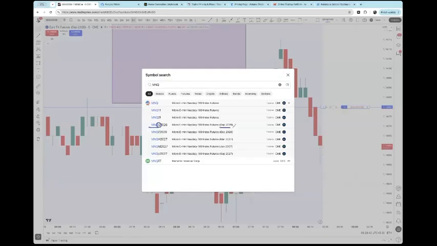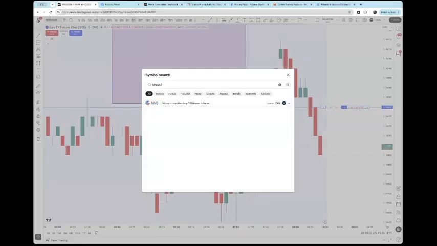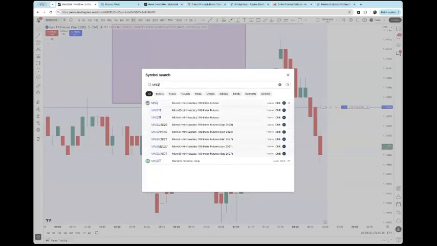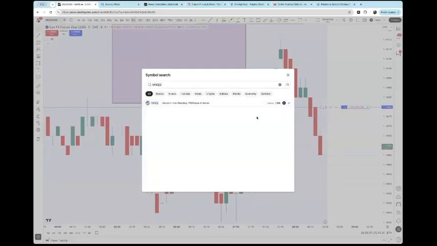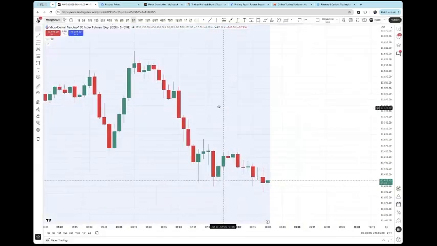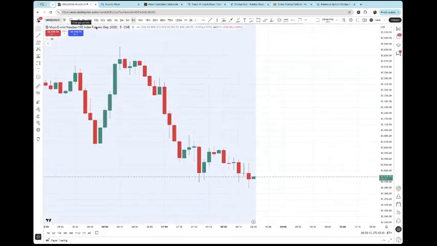U stands for September. Z stands for December. H stands for March. M stands for June. U stands for September again. So right now, if you are going to trade, you will not type MNQM. No, you will type MNQU. So this is your Nasdaq future, and by default Nasdaq will come.